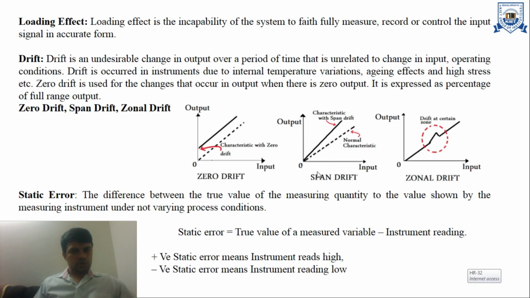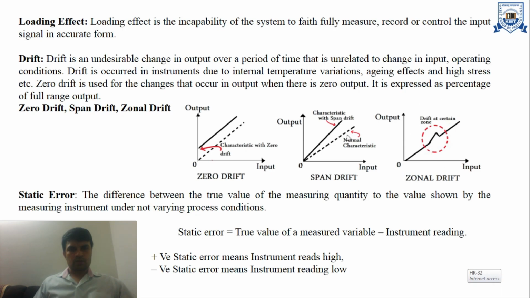Here it starts from zero, and at the output level or at the final level there is a deviation. This difference is called span drift. And in our measurement, if at some part of the reading, at some instant of time, we have a different reading or non-linear reading, this is called zonal drift.